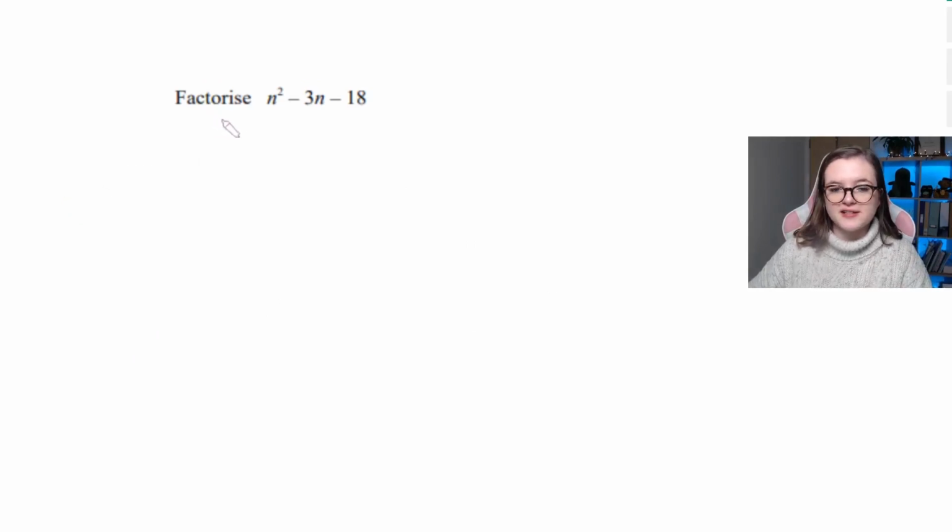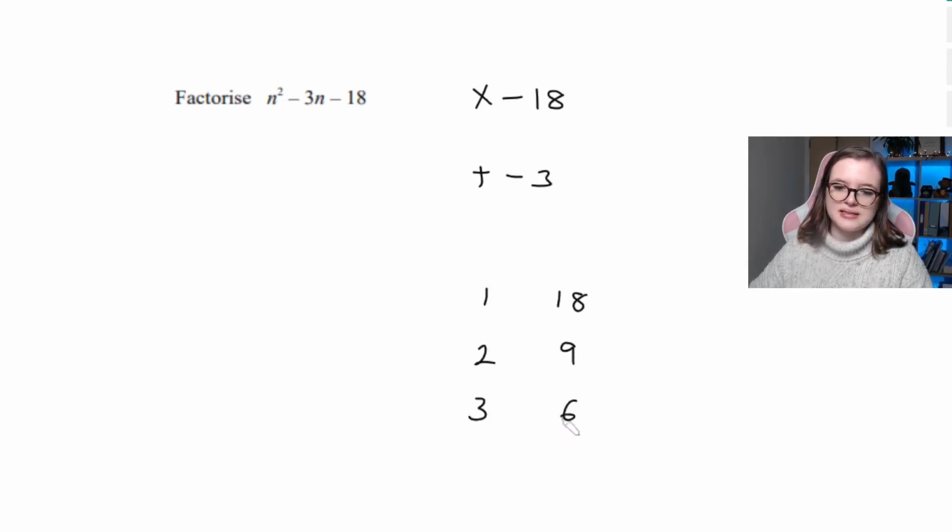Question 3 then, so factorise n squared minus 3n minus 18. Bit more awkward this time because we've got negatives everywhere, but we'll deal with those in a second. So, same method, times to make, in this case, minus 18, the sign in front sticks with it, then add to make minus 3. Again, the sign stays with the number. Then factors of minus 18, or factors of just 18, deal with the negative later. 1 and 18, 2 and 9, that's 3 and 6, and then that's it, grand.